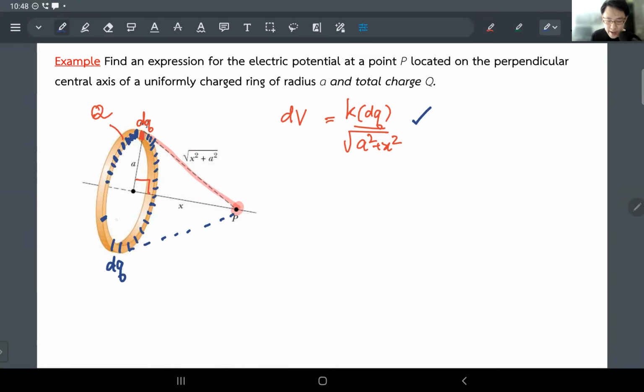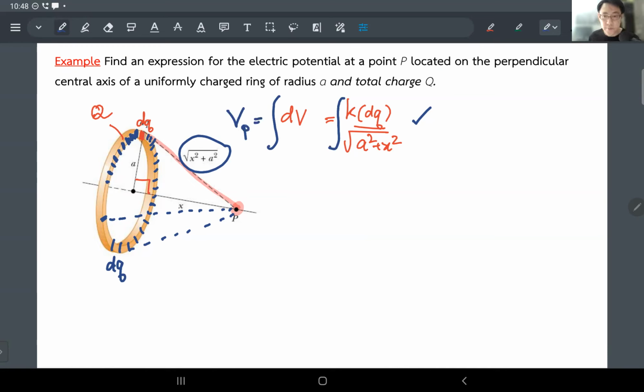However, the good thing is, no matter where your dq is, this expression works perfectly, because the distance from any dq on the ring to point P is the same, root x squared plus a squared. So all you need to do mathematically is sum them up. That will be your net potential at point P.